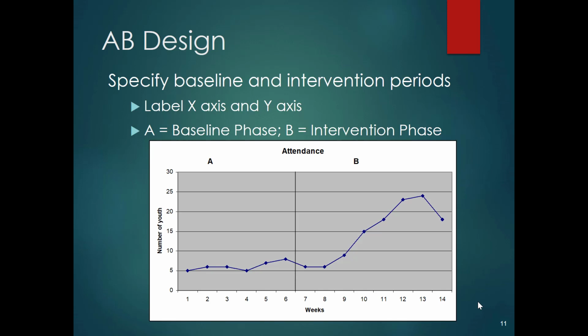All right, so now we're going to talk about the different single subject research designs. So there are specific designs that you can select. The first one is the AB design.